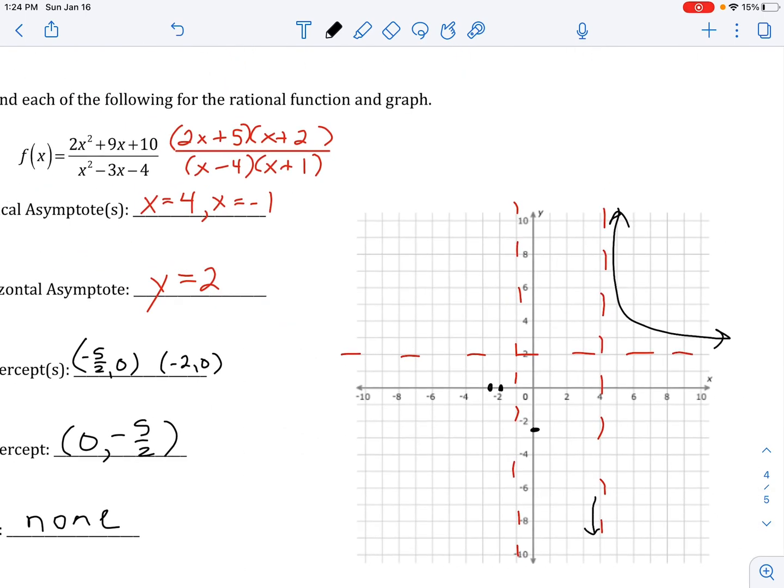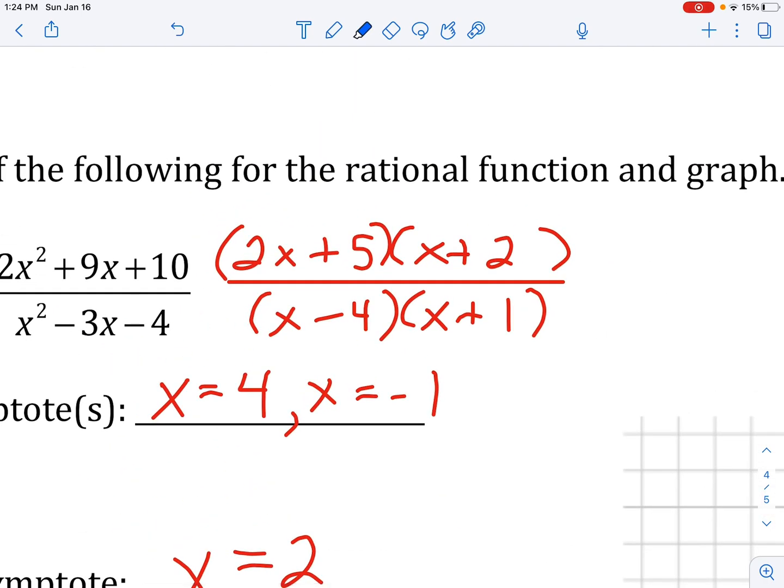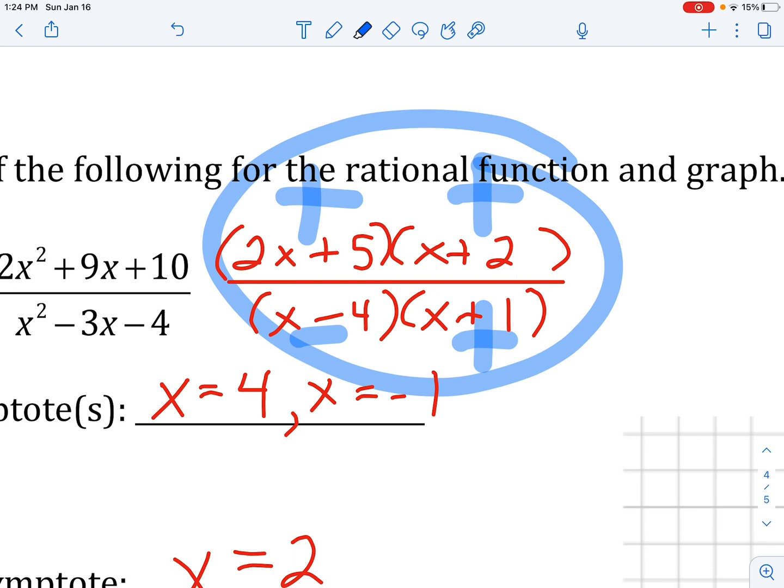So now I don't know if it goes up and comes back down, or if it goes up and heads through. So I could plug in something near negative 1, negative 0.9. If I plug in negative 0.9, that's positive, that's positive. Negative 0.9 minus 4 is negative. And negative 0.9 plus 1 is positive. Therefore, the whole thing is negative.